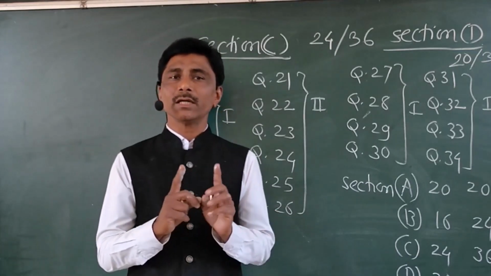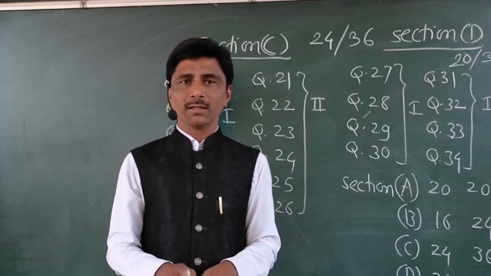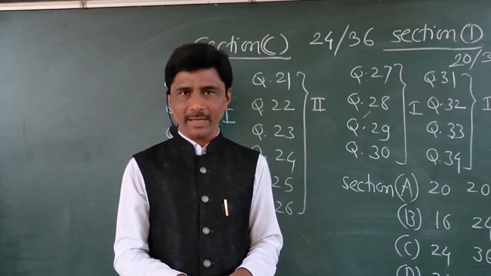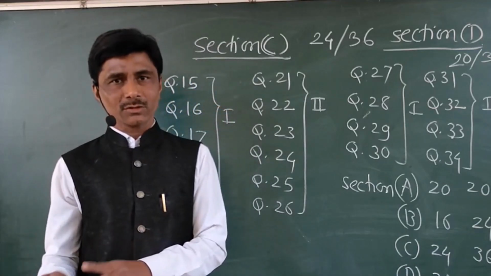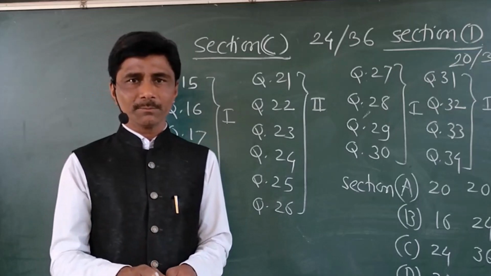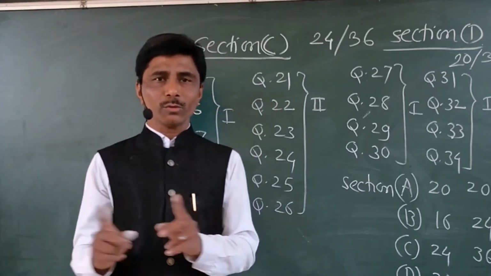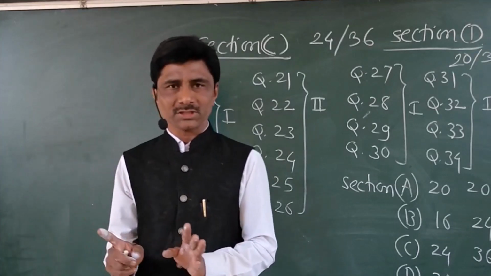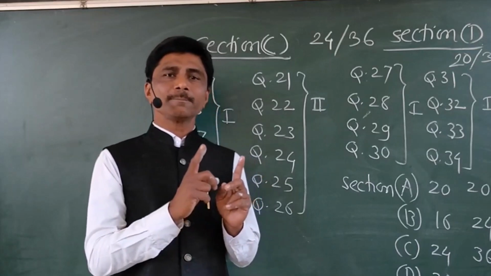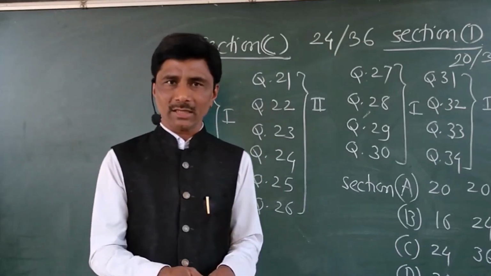So there are 34 questions in the question paper. Question numbers 1, 2 are in the first section A. Then question numbers 3 to 14 are in section B. 2 marks questions are there. Question numbers 15 to 26 are in section C. 3 marks for each question are there. Question numbers 27 to 34 are in section D.